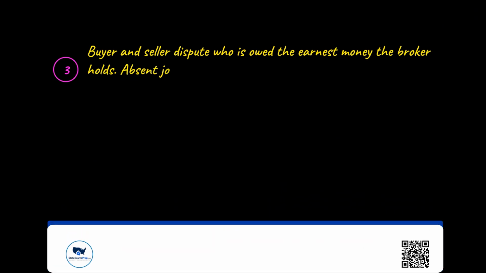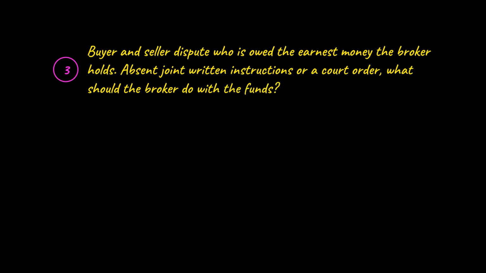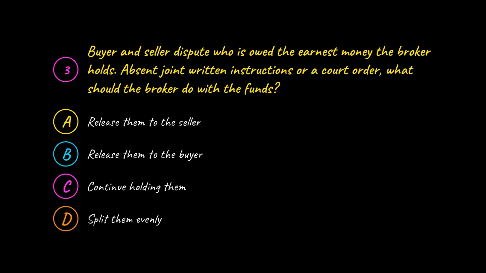Question 3. Buyer and seller dispute who is owed the earnest money the broker holds. Absent joint written instructions or a court order, what should the broker do with the funds? Your options are A. Release them to the seller. B. Release them to the buyer. C. Continue holding them. D. Split them evenly. Before I reveal it, which one do you think is right?